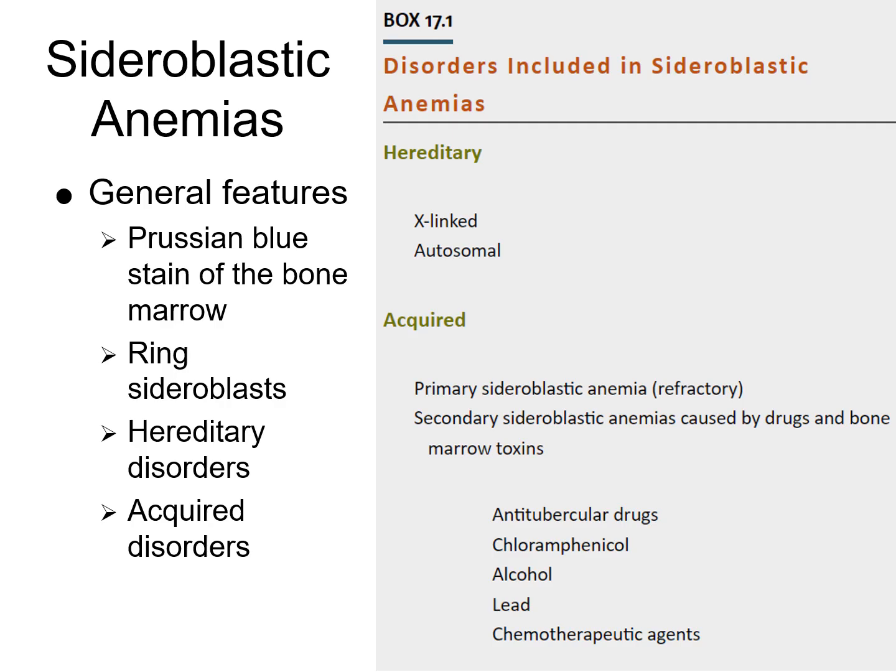For the Prussian blue stain findings for ring sideroblasts, we will see erythroid precursors with iron-laden mitochondria, which are arranged in a ring around the nucleus. Pathognomonic for sideroblastic anemia. For hereditary disorders, you may have genetic defects that affect heme synthesis enzymes. This will present in childhood or even early adulthood. For acquired disorders, this will result from drugs, toxins, nutritional deficiencies, and myelodysplastic syndromes, and these ones are more common in adults.